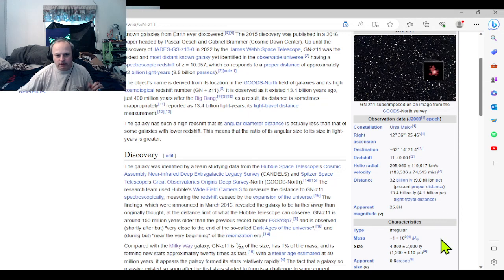Light years across, the size, 4,000 light years. Okay, so it's 4,000 light years across. But it's 13.4 present proper distance, light travel distance. So anyway, it's billions of light years away, okay?